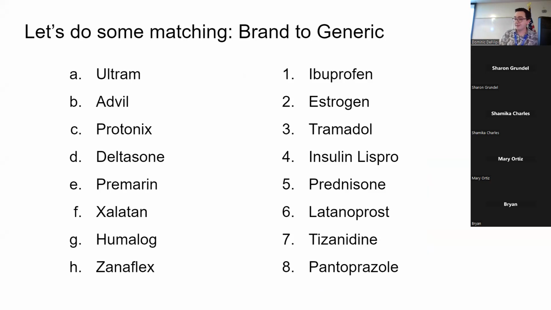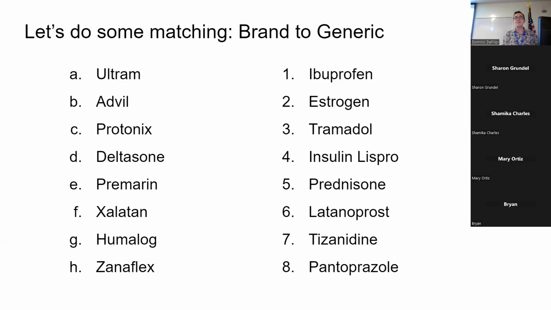Brand to generic. So we got the brand name drugs on the left, the generic drugs on the right. And I'd like to see, you can type in the chat or everyone take a moment. You can maybe write them down, do some exercises, and we are gonna match these drugs up.